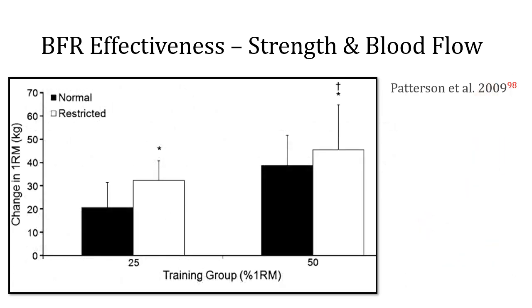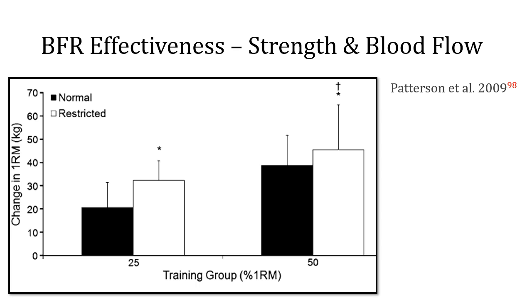Okay, so let's just get our cohorts straight. Each individual served as their own control, and then they were randomized to either 25% 1RM training or 50% 1RM training. The black indicates the unoccluded limb for each of the respective percent 1RMs, and then the white bar in the histogram shows the pre and post changes in the 1RM, and you can see on the y-axis, that's in kilograms, for the occluded limb.